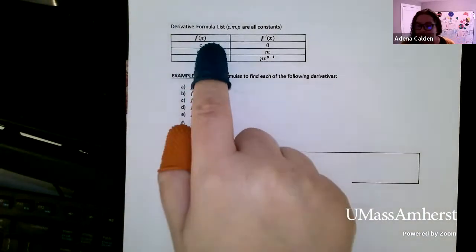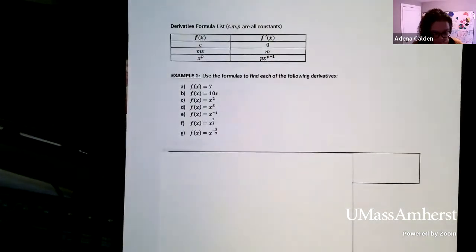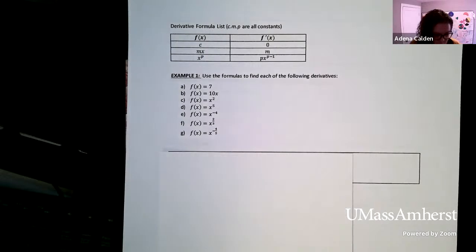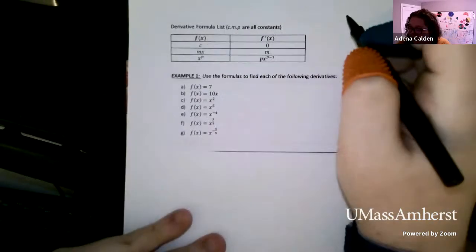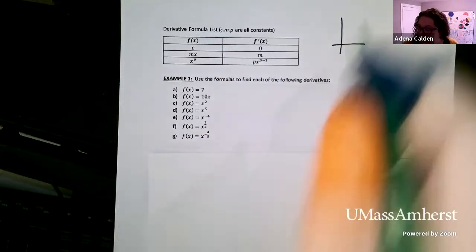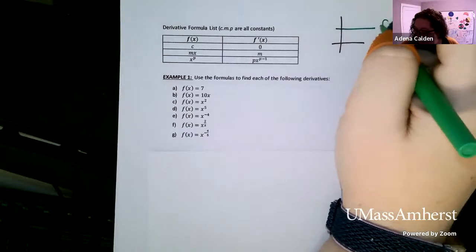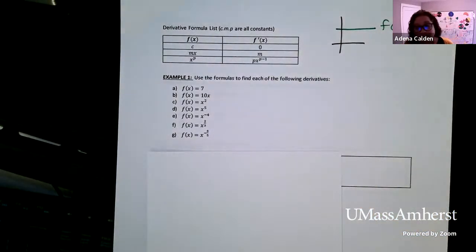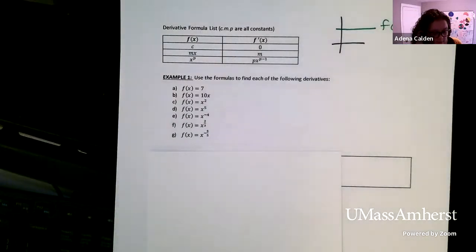The first is that our function is a constant. So what does it look like when your function is a constant? Let me draw a picture. Okay, so we have some function that is, I don't know, f of x equals 4. If your function is a constant, it's just a horizontal line, right?